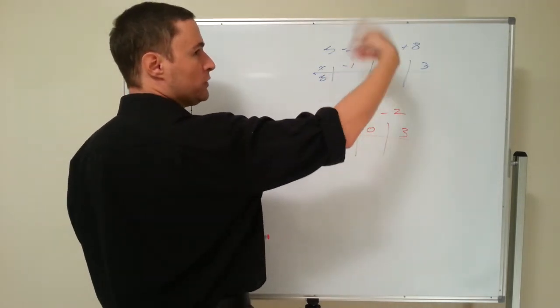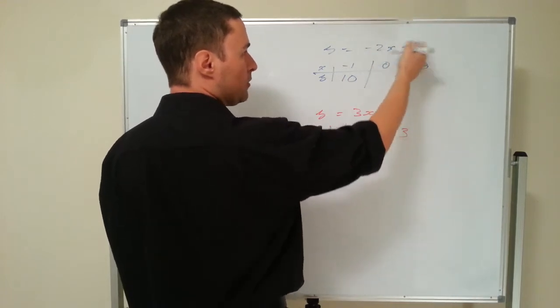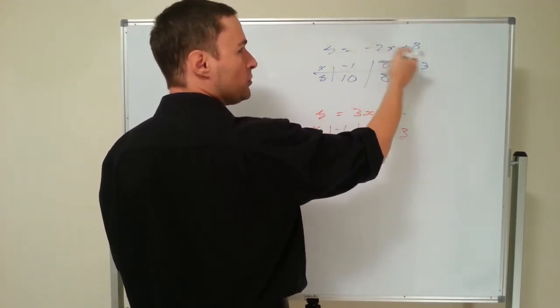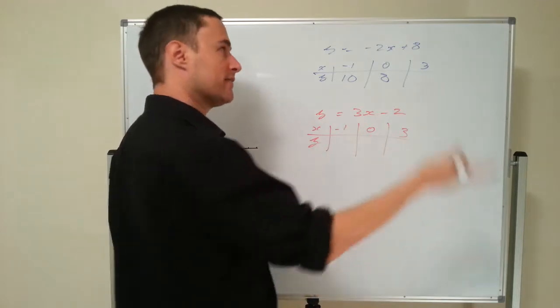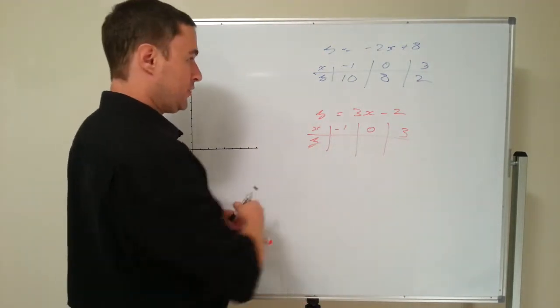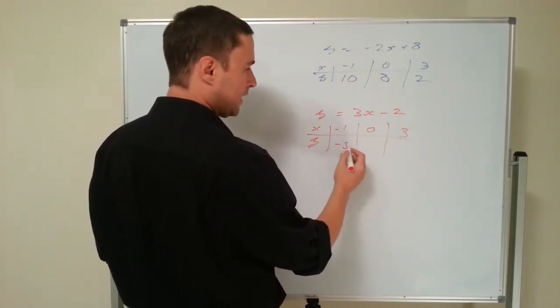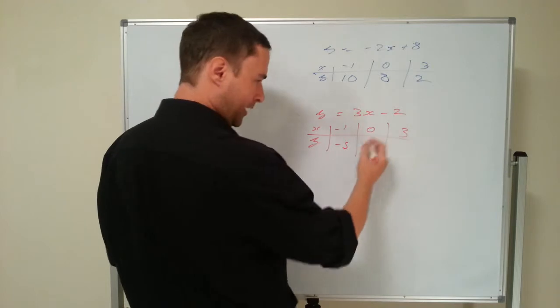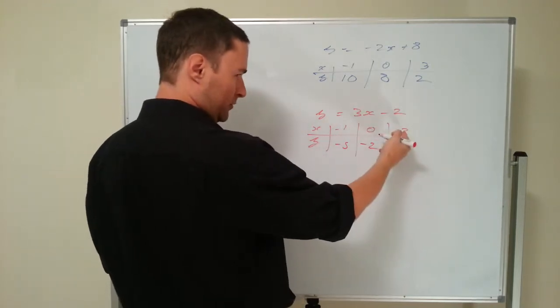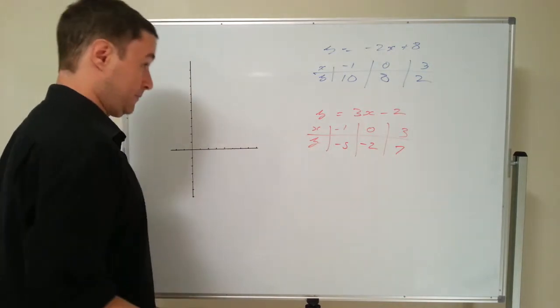Okay, right, so minus 1 times minus 2 is 2. 2 plus 8 is 10. 0 times anything is 0, plus 8 is 8. Minus 2 times 3 is negative 6. Negative 6 plus 8 is 2. With me? Okay. Let's do this one. Minus 1 times 3 is minus 3. Minus 3 minus 2 is minus 5. 0 times anything is 0. Minus 2 is minus 2. 3 times 3 is 9. Minus 2 is 7. Okay, so there's my point.